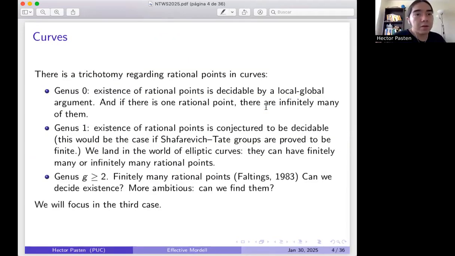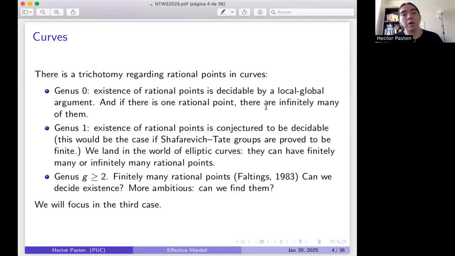So curves. There is a trichotomy regarding rational points and curves. In genus 0, the existence of rational points is a decidable question. There is the local-global principle for quadrics. And if there is one rational point, we know that there are infinitely many rational points by an argument going back to Diophantus. Basically, you take your genus 0 curve and put it in the projective plane as a quadric. If you have a rational point, you pick this as a base point, and then you scroll with a line, and then you parameterize all the rational points in your genus 0 curve. So we know very well what's going on there.